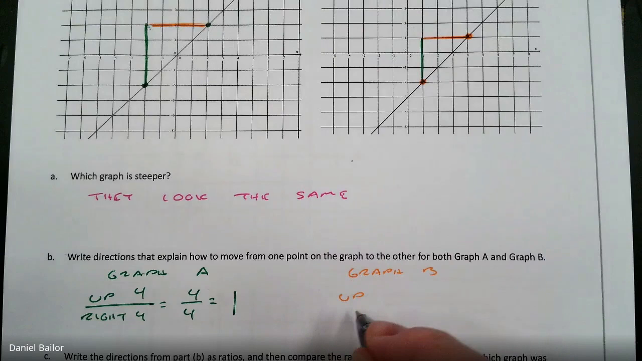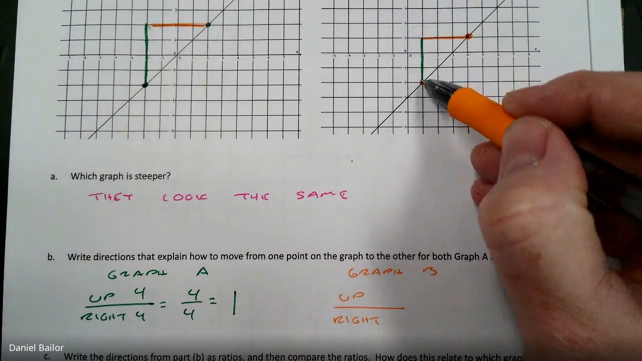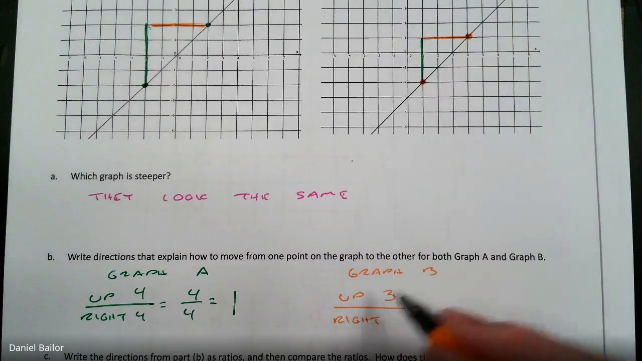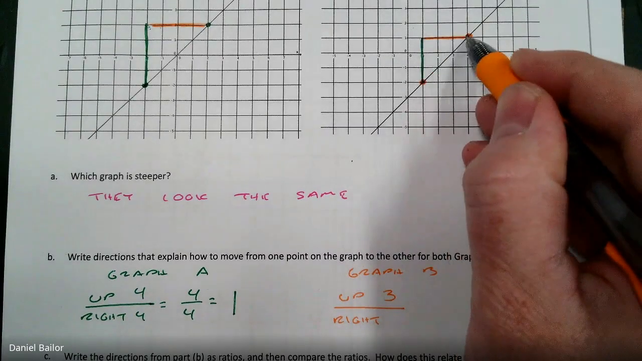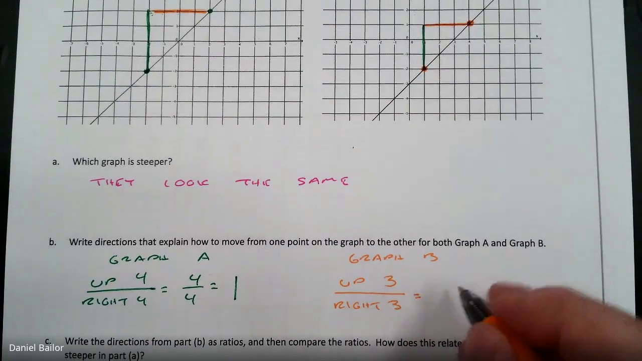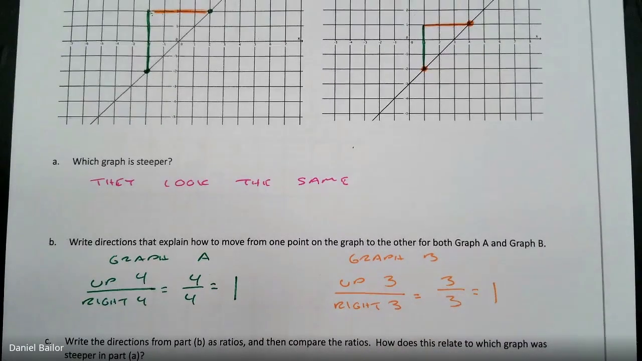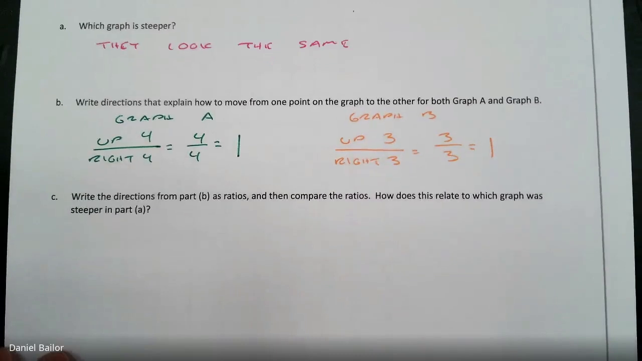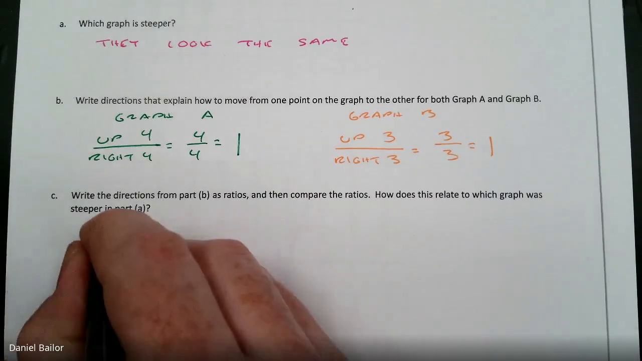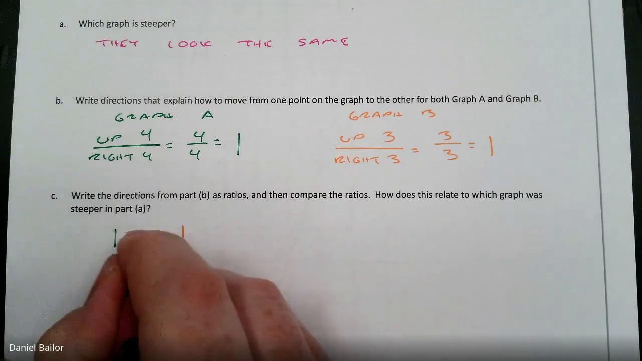We still go, remember, slope is up divided by right. For graph B, we go up 1, 2, 3, and we go right 1, 2, 3. Up 3, right 3, so that turns into the fraction 3 over 3. 3 divided by 3 is 1. Okay, so we know the slope of graph A is 1. The slope of graph B is 1. Let's compare them. 1 and 1, these are equal.